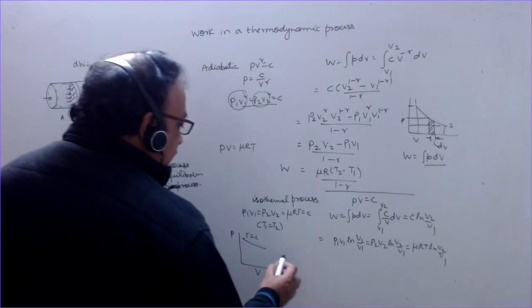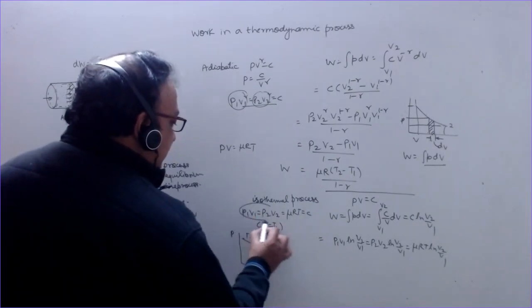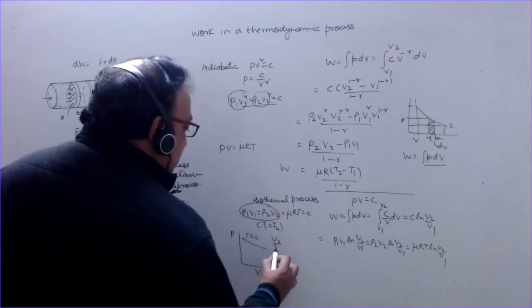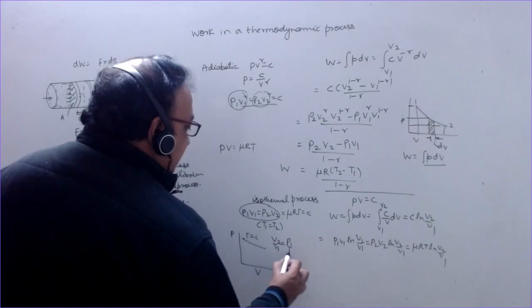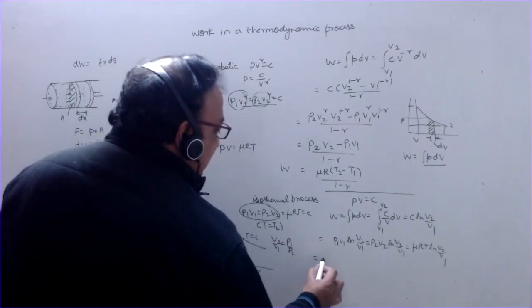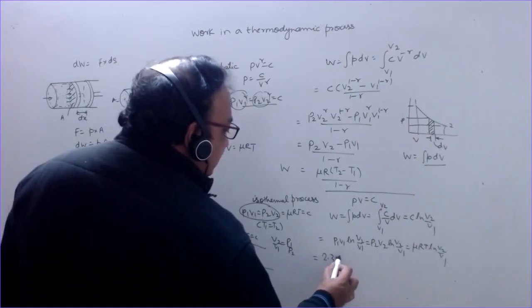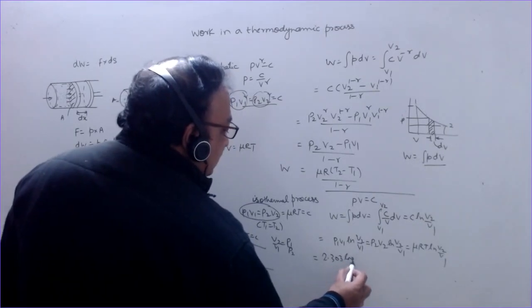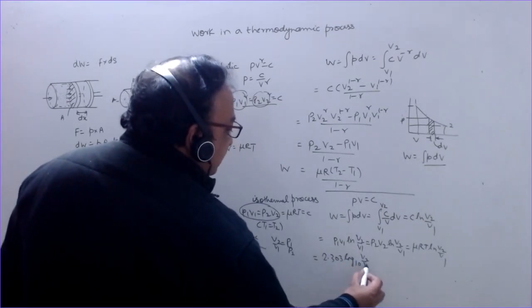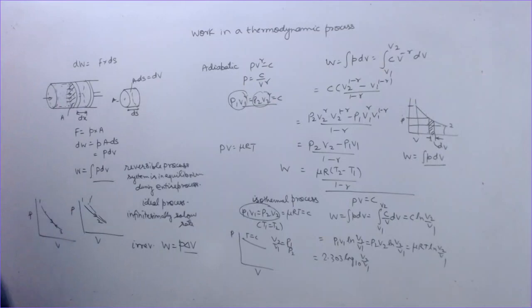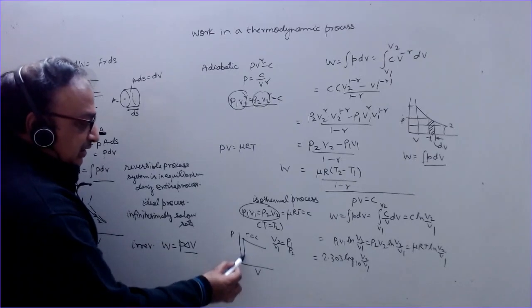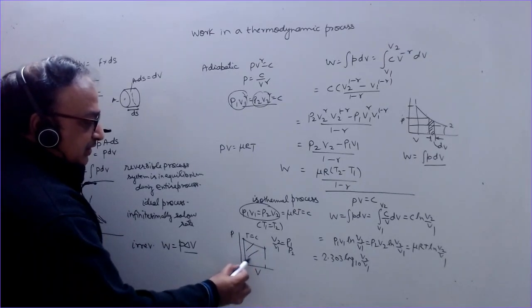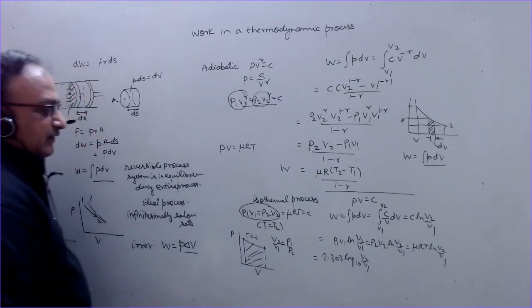In terms of V2 by V1, we can also write from this P1 by P2 in this equation, and this can also be written as 2.303 log to the base 10 V2 by V1 and so on. This is the work done during the isothermal process. It means that the area under this curve will give you the work done during this process.